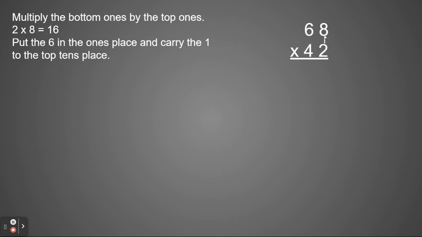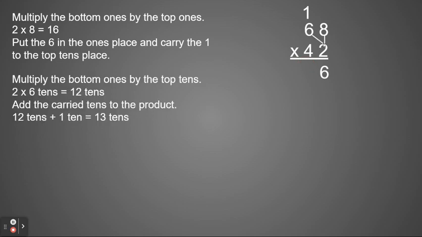the top ones place. So 2 times 8 in this example, and 2 times 8 is 16. We're going to put the 6 in the ones place, and we're going to carry the 1 to the tens place above. Remember, we can only have one digit in each place value.